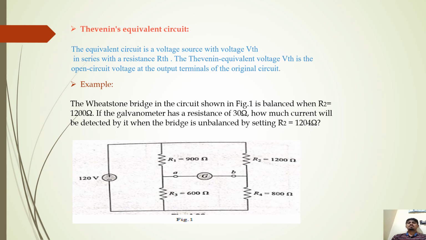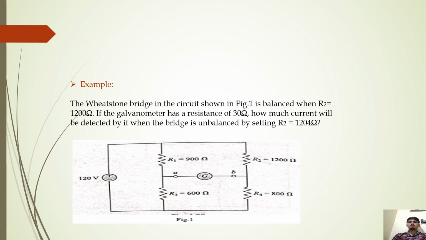Example of the Thevenin equivalent circuit. The Wheatstone bridge in the circuit shown in figure 1 is balanced when R2 is equal to 1200 ohm. If the galvanometer has a resistance of 30 ohm, how much current will be drawn by it when the bridge is unbalanced by setting R2 equal to 1004 ohm?